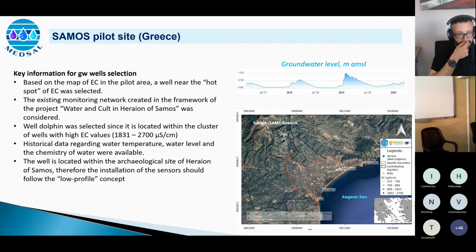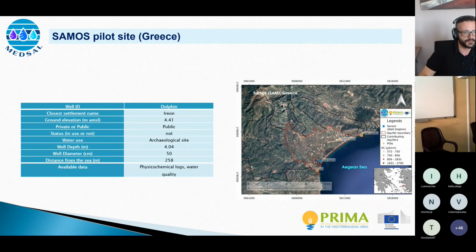So let's see some key information. The selected well is marked here with the blue symbol. It is within an area of high archaeological interest, and it demonstrated EC values between 1,800 and 2,700. Colleagues from Germany had some historical data, and they chose a low profile installation there.